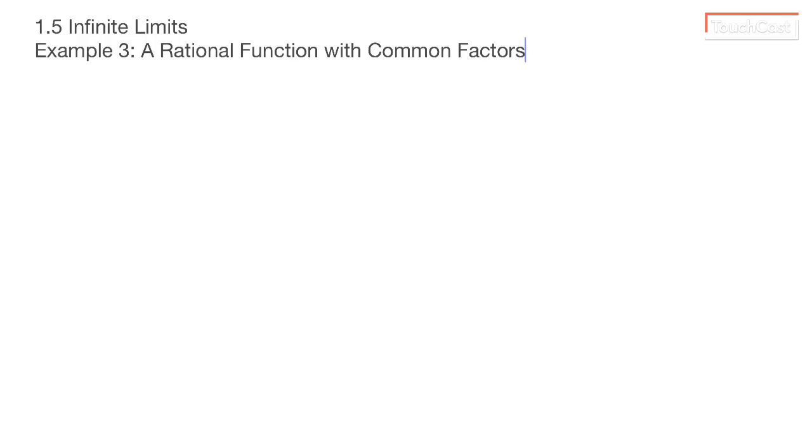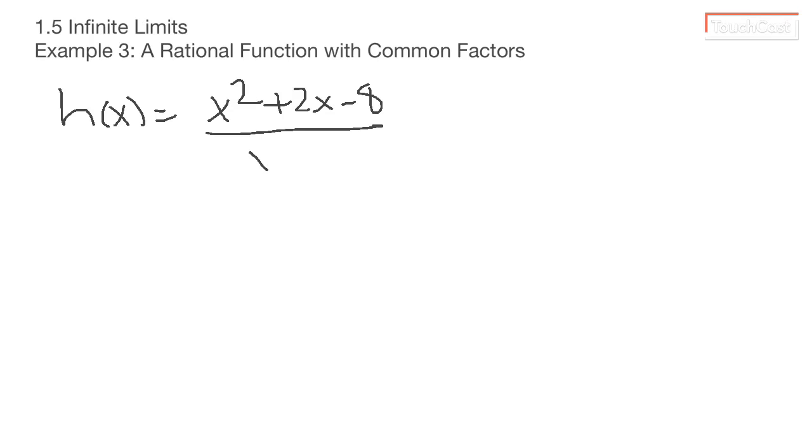So as we recall from our last video, we've been talking about infinite limits, and so far we have discussed looking at limits from graphs, and then we have most recently started talking about finding vertical asymptotes. So we're going to determine all vertical asymptotes of the function h of x is equal to x squared plus 2x minus 8 over x squared minus 4.